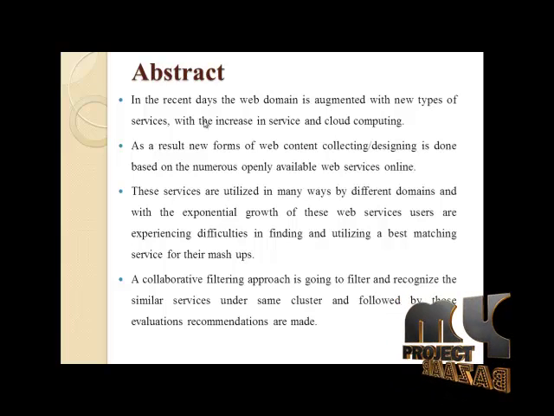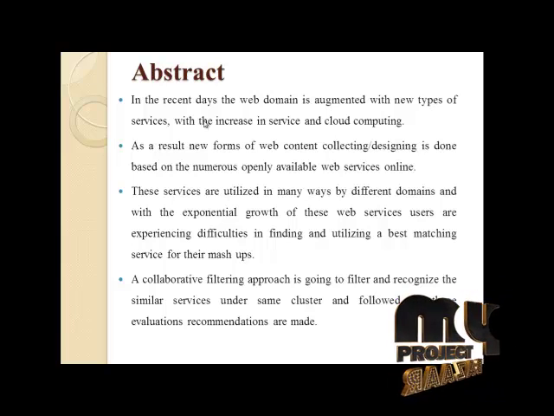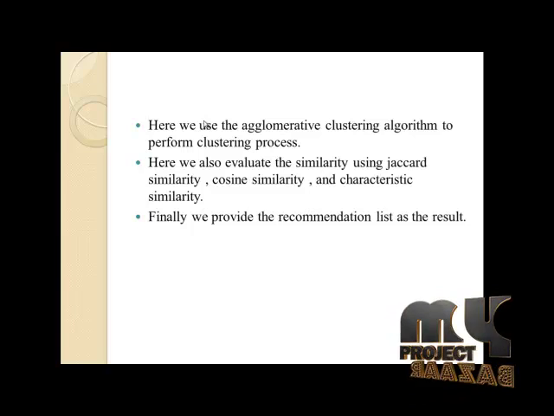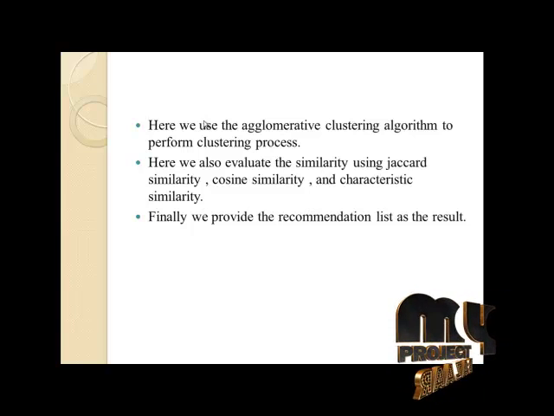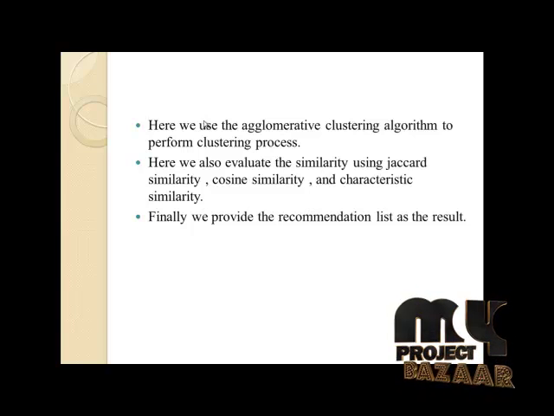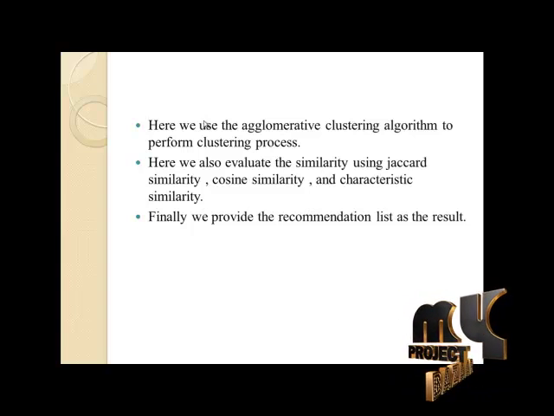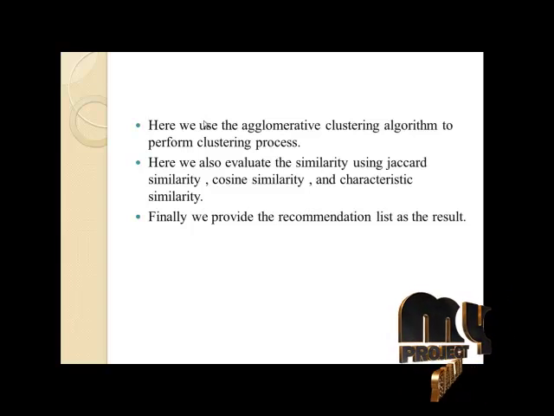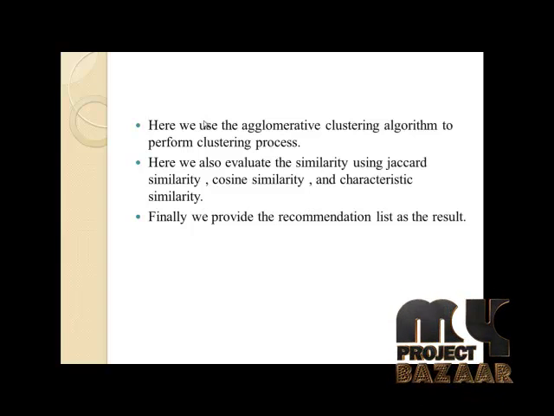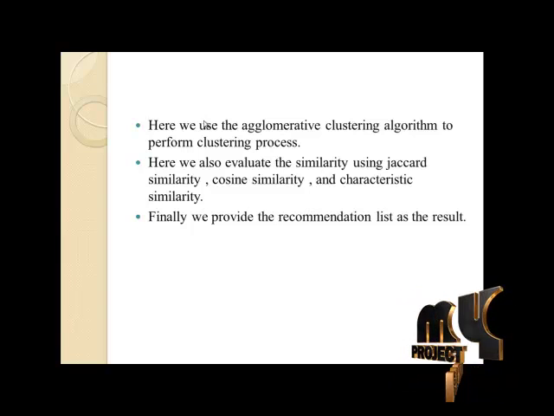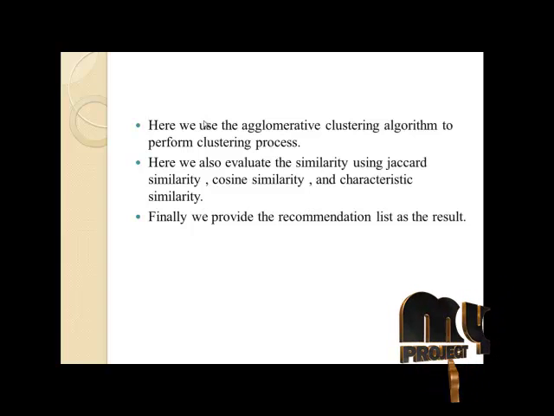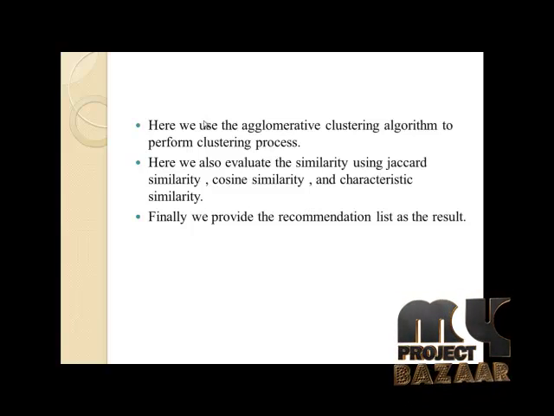A collaborative filtering approach is going to filter and recognize the similar services under the same cluster, followed by evaluation and recommendations. Especially in our process, we are going to use the agglomerative clustering algorithm to perform the clustering process, and for the similarity evaluation, we are going to use three types of similarities. One is the Jaccard similarity, then the Cosine similarity, then the characteristic similarity, which is a combination of Jaccard and Cosine similarity. Finally, we provide our output result in the form of a recommendation list.